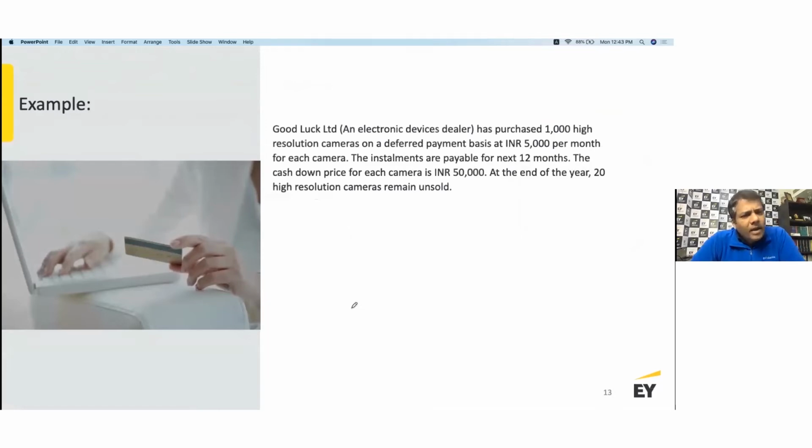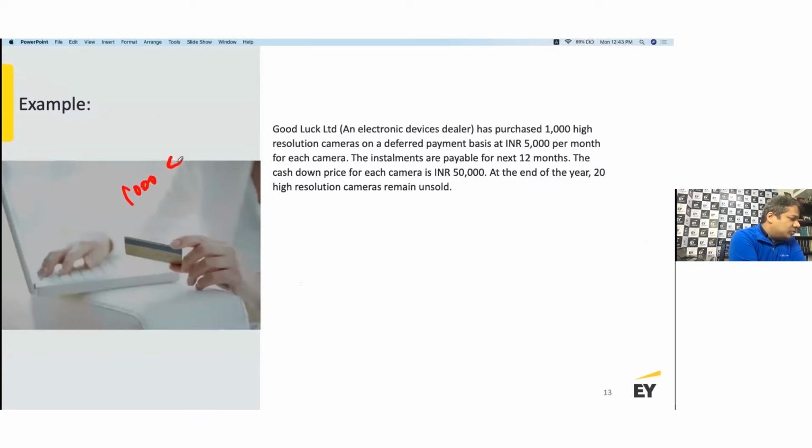Okay. Good Luck Limited, an electronic devices dealer, has purchased 1,000 high resolution cameras on a deferred payment basis at INR 5,000 per month. That means how much am I going to pay for each camera? I'm going to pay 1,000.